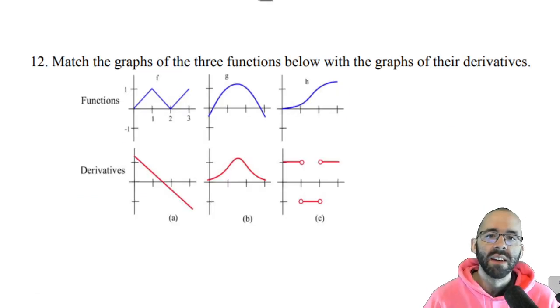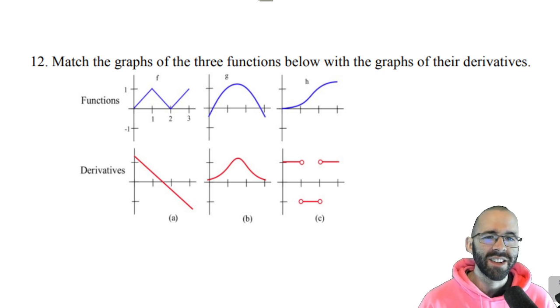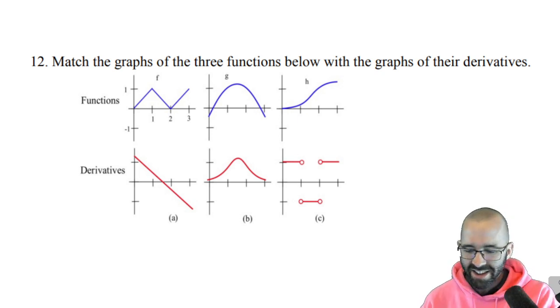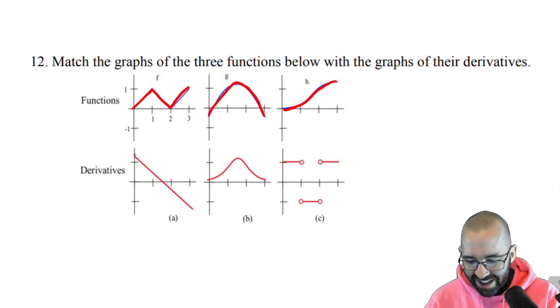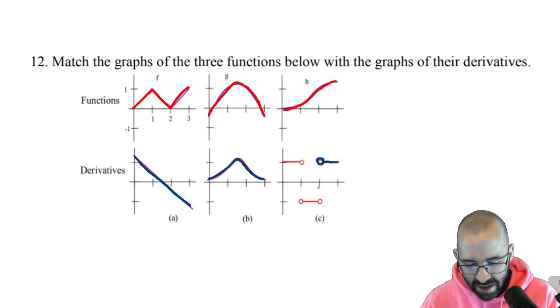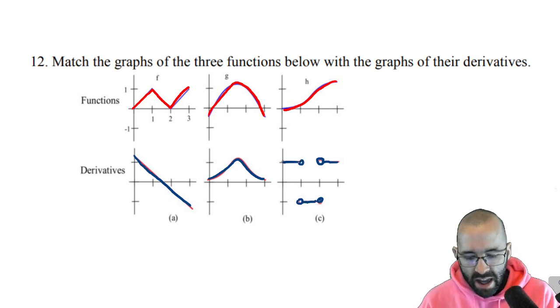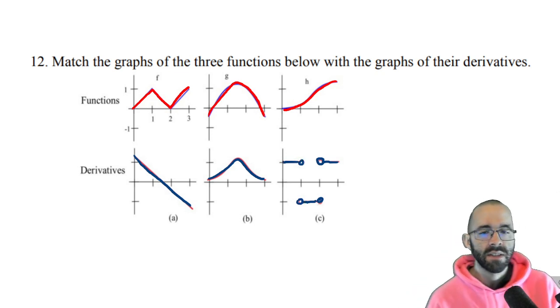Let's do the same kind of thing. I wish we stayed with the same colors. The functions were red, and the derivatives have been blue. For this whole section, I'm just going to recolor. All right. So the idea here is to look at the slope of the red functions.